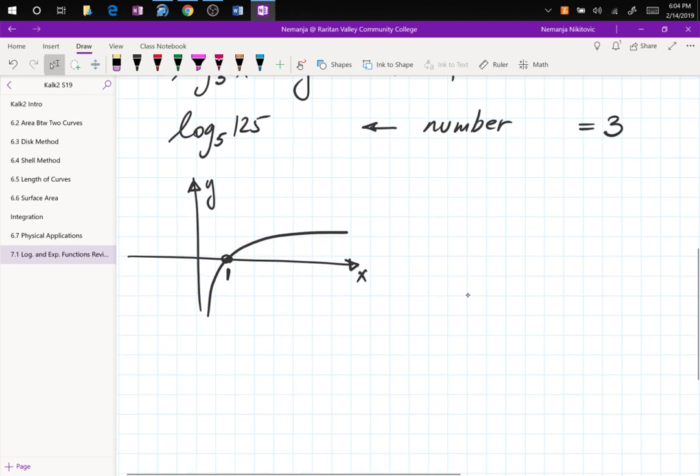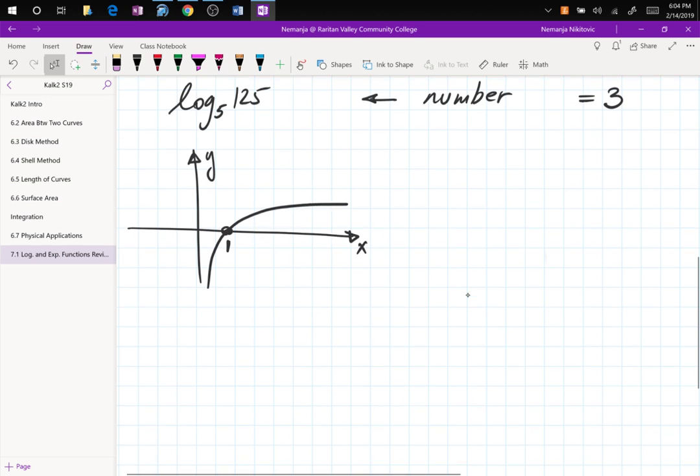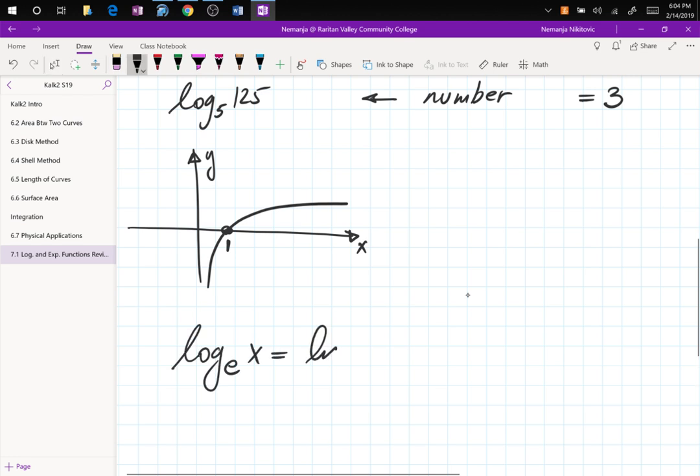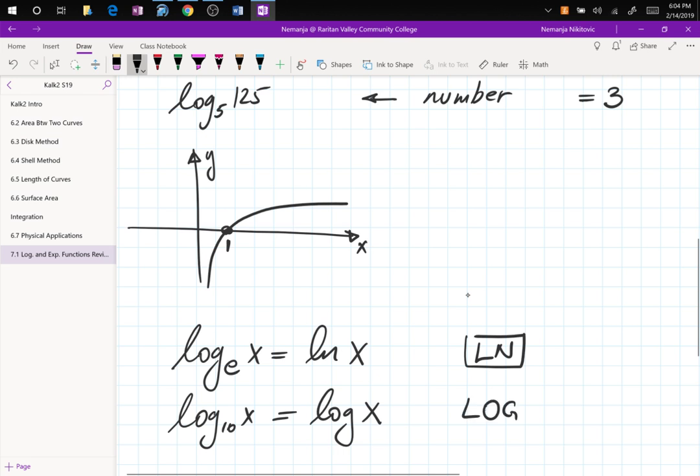And the most famous log that we use is the natural log, which is the ln, and then also the log with the base 10. So what do we have? If your base is e, then we have a lazy notation for it. It's just a lazy notation. And if the base is 10, we just write log x. So in your calculator, you have an ln button and you have a log button. Those are the two that are used.